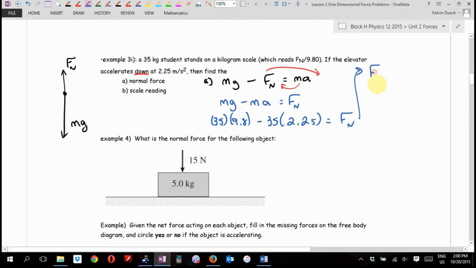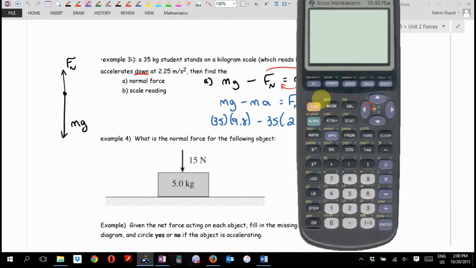I didn't leave enough room here, sorry. I retyped this last weekend and I was lousy with spacing. 35 times 9.8 minus 35 times 2.25. Can I do this in my head? It's going to be the same as 35 times 7.55. 35 times 7 is going to be 210. No. Too many decimals.